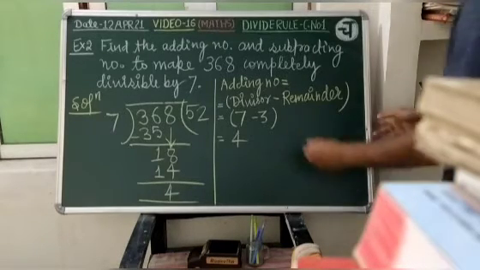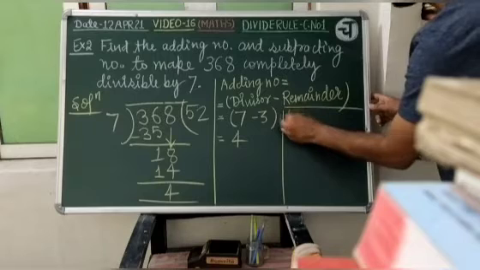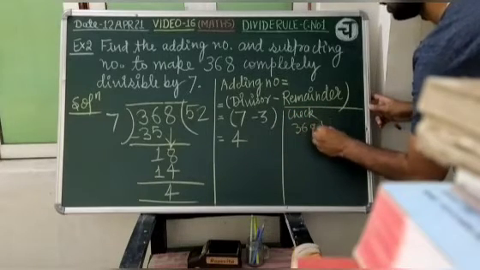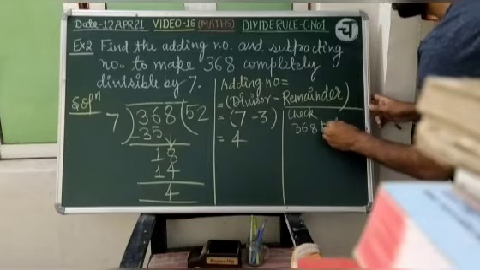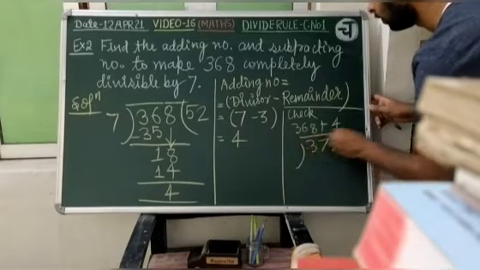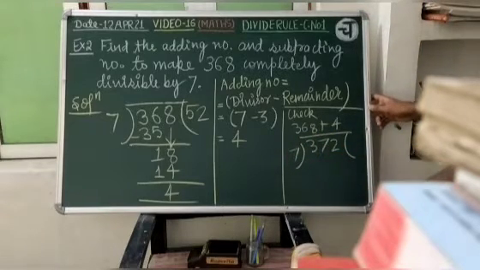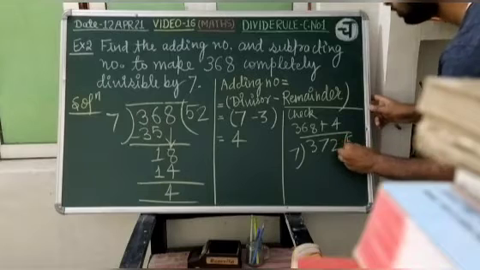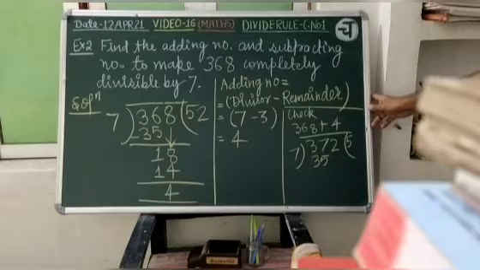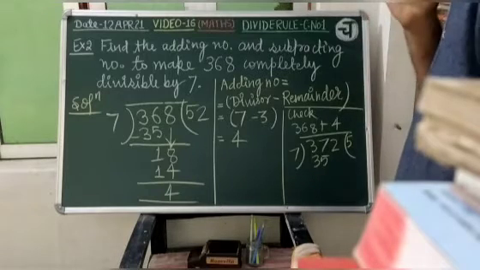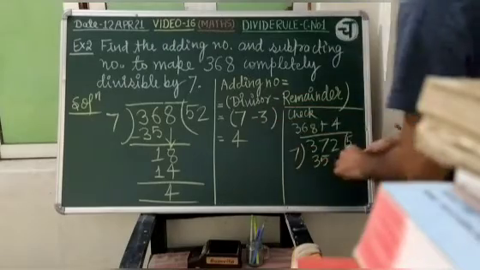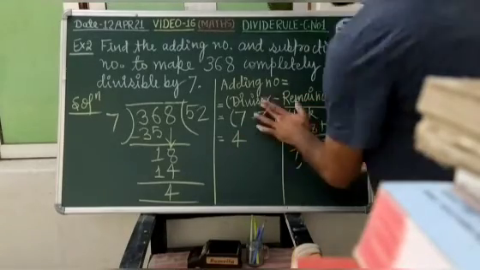So we can check. This 368 plus 4 will give us 372. When you divide this by 7, something is going wrong, I think. 368, 3, I am sorry. No, it is 4 here. I am sorry.